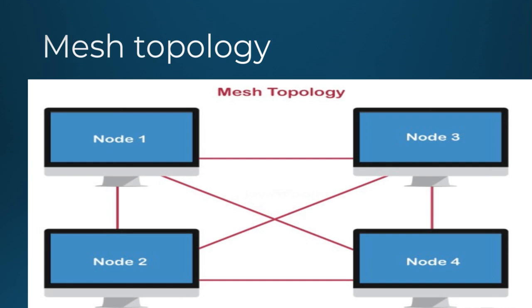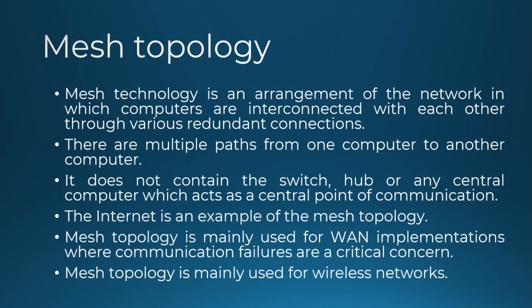Let's continue with the mesh topology. This is the structure of the mesh topology. Mesh topology is an arrangement of the network in which computers are interconnected with each other through various redundant connections. Redundant means repetitive. There are multiple paths from one computer to another. It does not contain any hub, switch or central computer which acts as the central point of communication. The internet is an example of mesh topology.